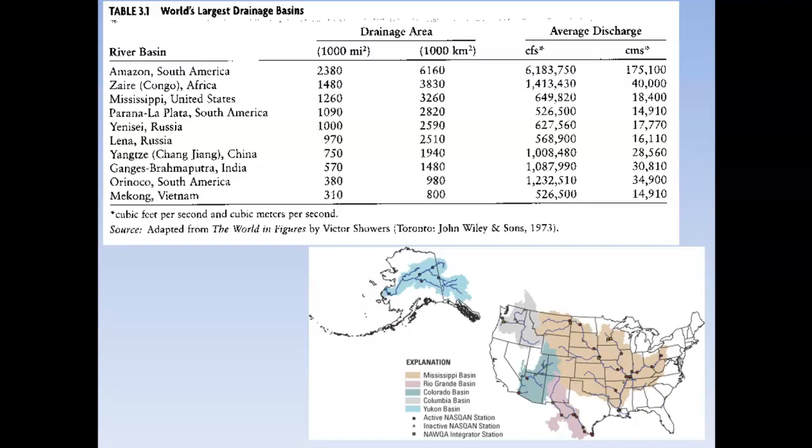You can see the Mississippi is up there as one of the big river systems. And what you're seeing here for drainage area, right? That's just the size. How big is it? Some average length, width, or whatever the shape of it is. And of course, it's given in thousands of square miles or thousands of square kilometers.